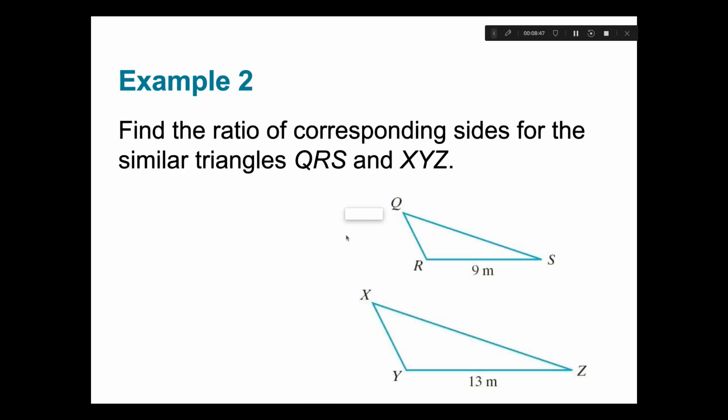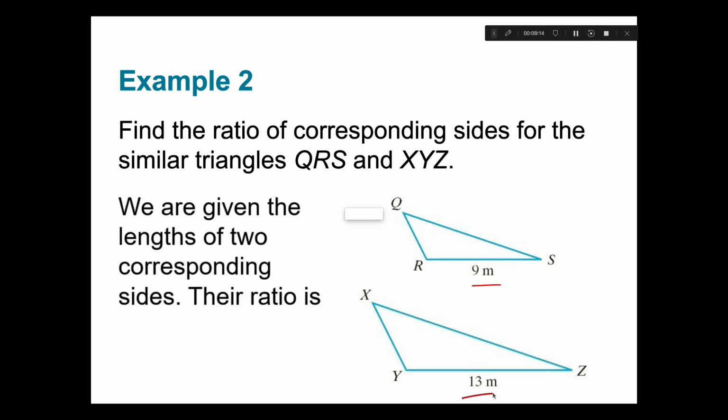So, example 2, this is on the back of your paper. Find the ratio for the corresponding sides of triangle QRS and XYZ. So we go from this side is, and this side is, so our ratio is 9/13.